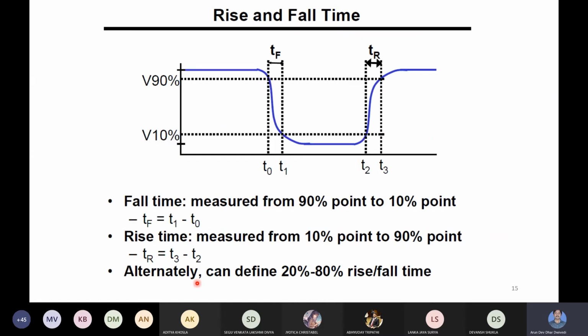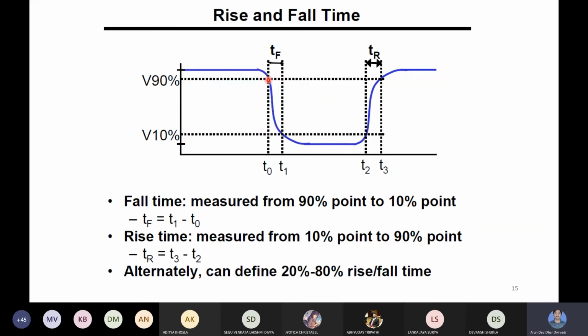Rise time and fall time we also define, as in the experiment we are giving some value of rise time and fall time. We should understand what rise time and fall time are. Here the fall time TF is defined as T1 minus T0. This is fall time because this pulse is going from high to low. This is why it is falling. So this pulse is falling from high to low.